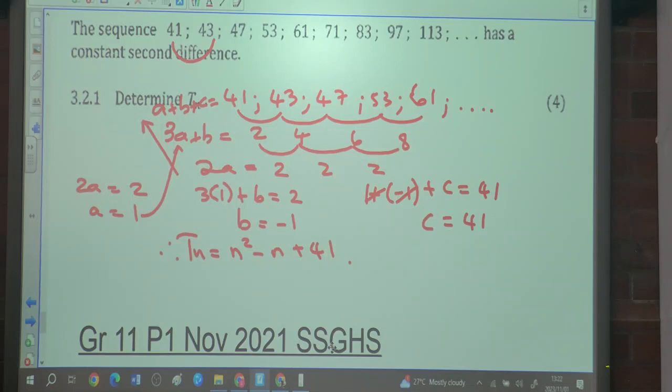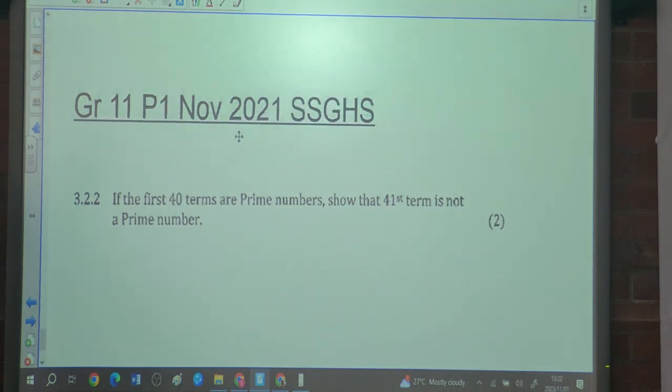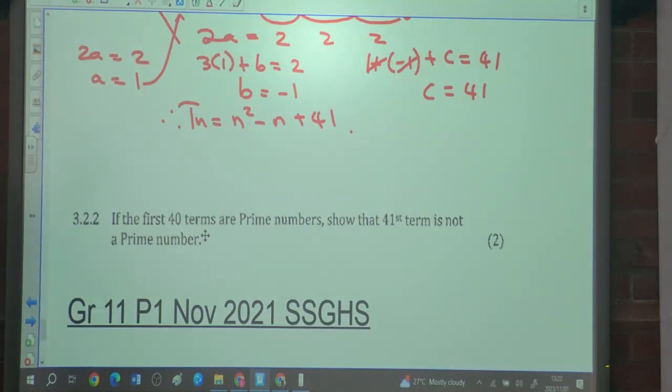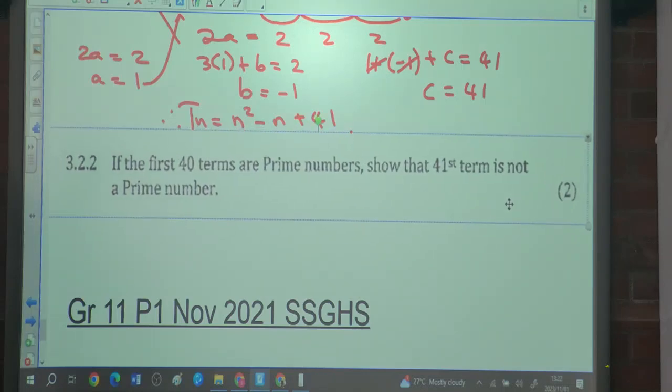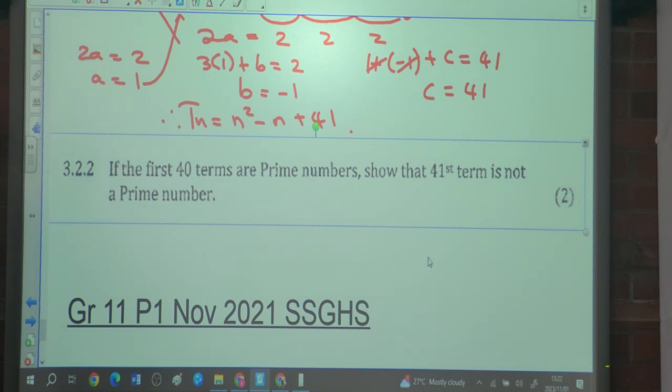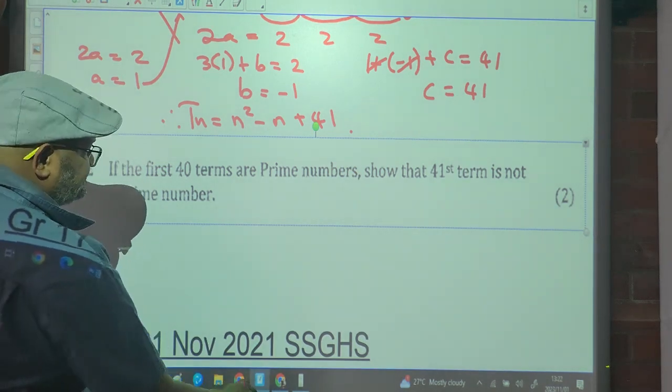Is there any confusion there? Then it says the first 40 terms are prime numbers. So what are prime numbers? Numbers that can only be divided by one and itself. It only has 2 factors. Show that 41 is not a prime number, which means to say it has more than 2 factors.